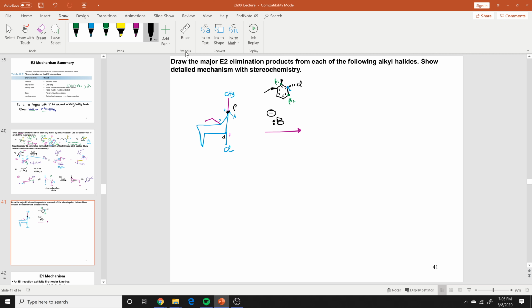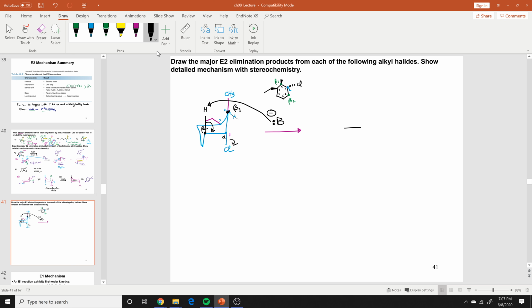Now I know that I have beta carbons in here. This is going to be beta 1. This is going to be beta 2. Elimination is not going to happen between alpha and beta 1 because on beta 1 my hydrogen is on the equatorial position. My elimination is going to happen between the alpha carbon and the beta 2 hydrogen because the beta 2 hydrogen is the one that is on the axial position.